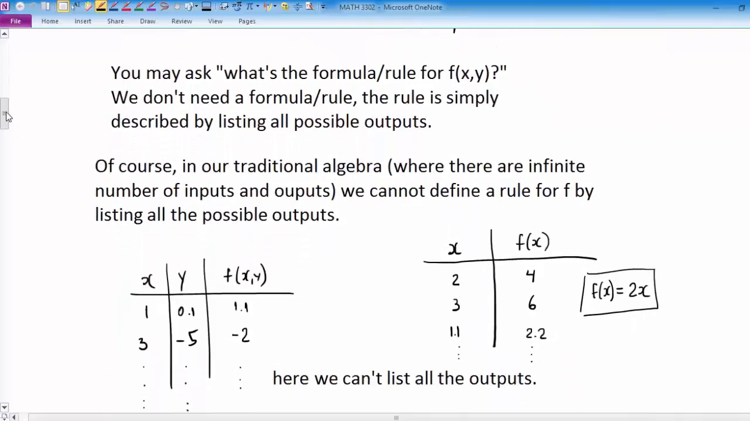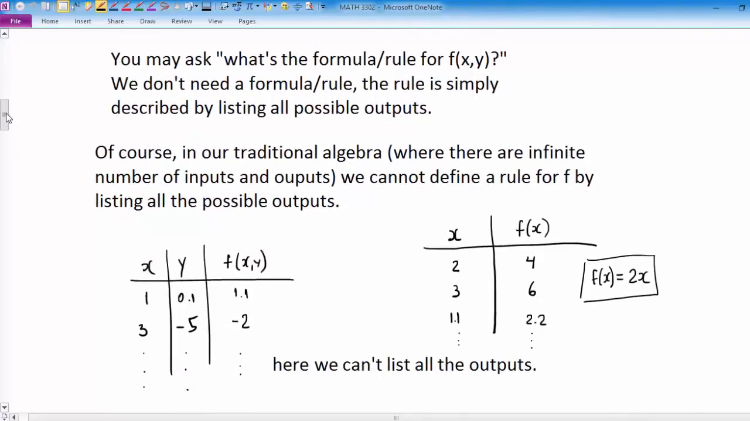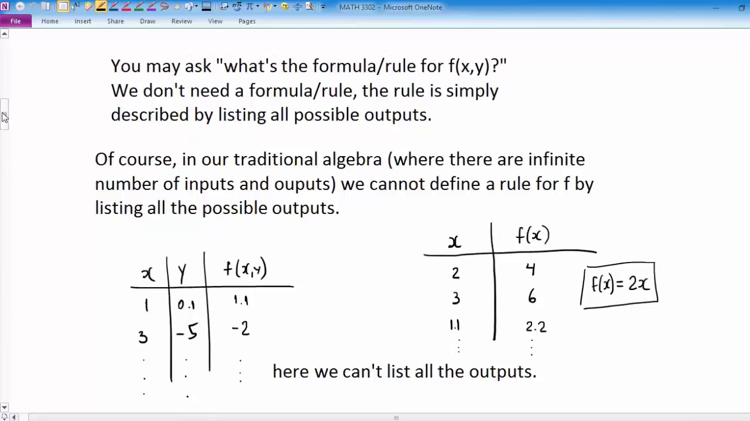Since the number of elements in the domain is limited, we can simply list all possible outputs. Now, in traditional algebra, where there are infinite number of inputs and outputs, we cannot use the same process of listing all possible outputs to describe the function, because there are infinite number of numbers. For example, for this particular function here, we have this formula. The output is 2 times the input. Then if x is 2, the output is 4. If x is 3, the output is 6. Now, we cannot simply list all the possible outputs, or all possible cases, because this is an infinite set.